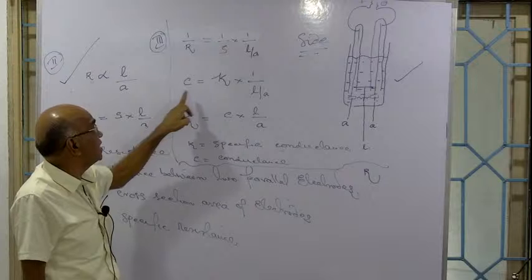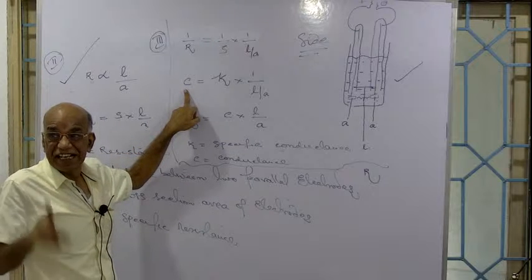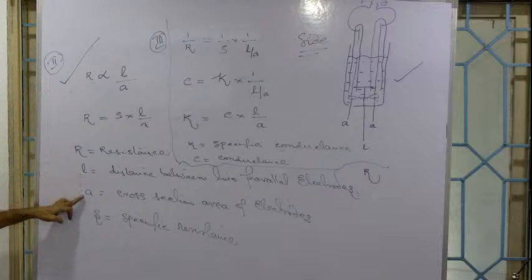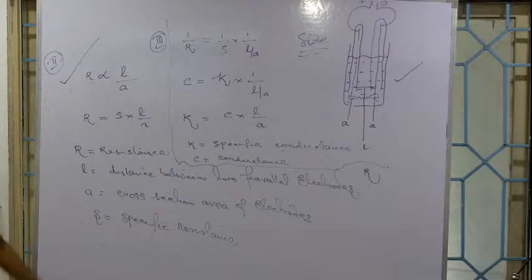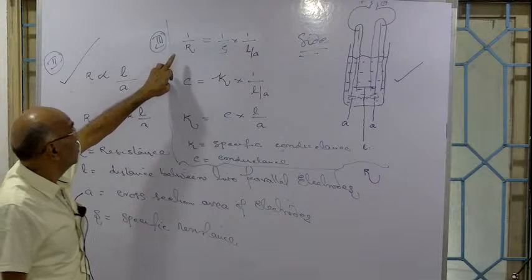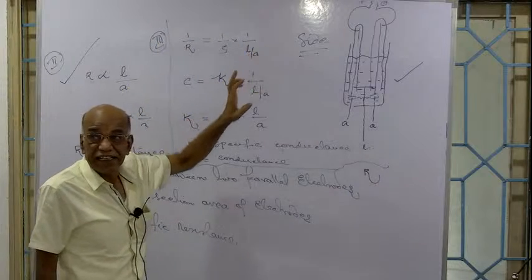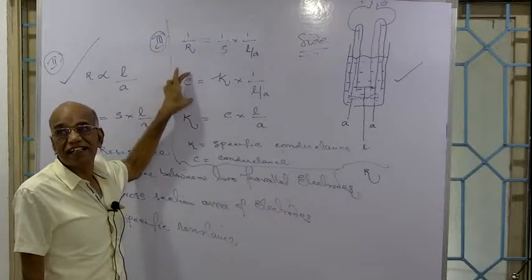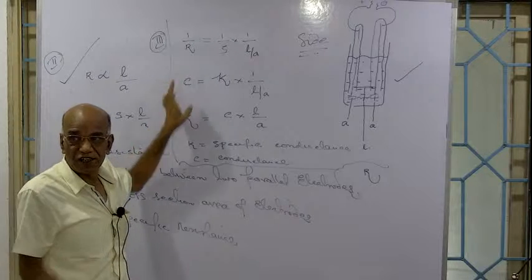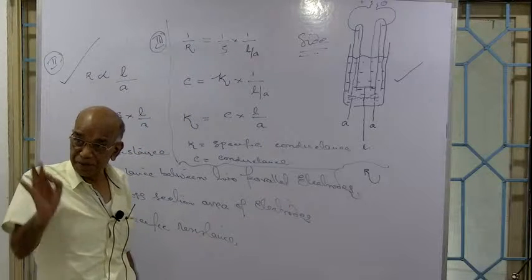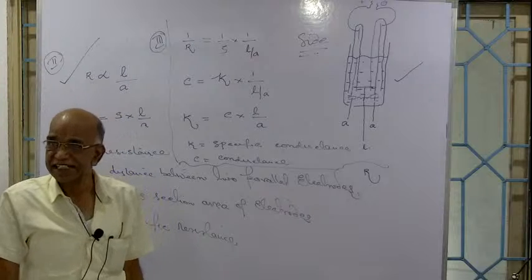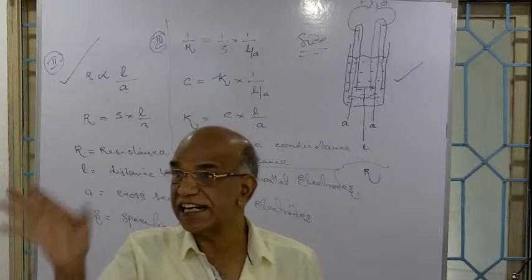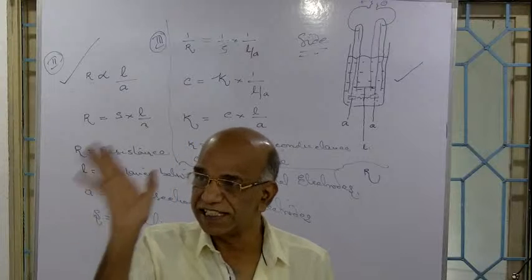The reciprocal of resistance is conductance. Here R is resistance, L is distance, A is cross-section, and S is specific resistance or resistivity. So we have taken the inverse. The inverse of resistance is conductance, even in electrostatics.